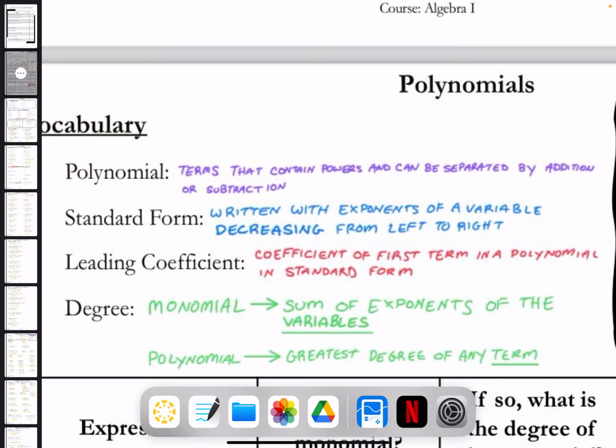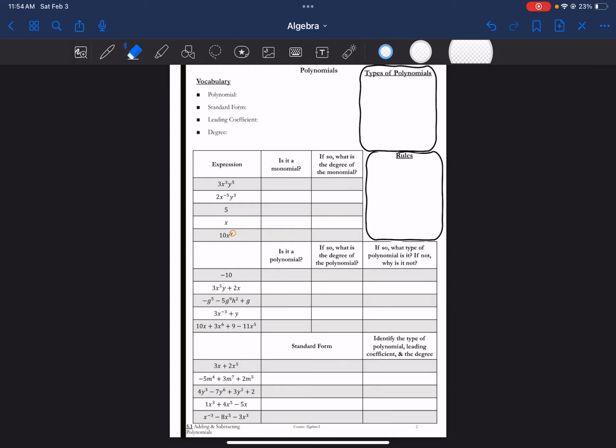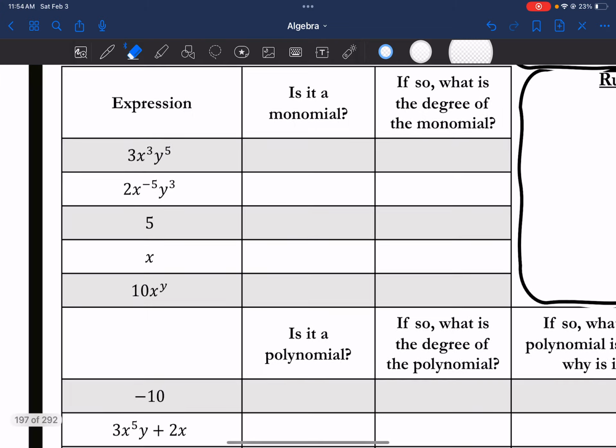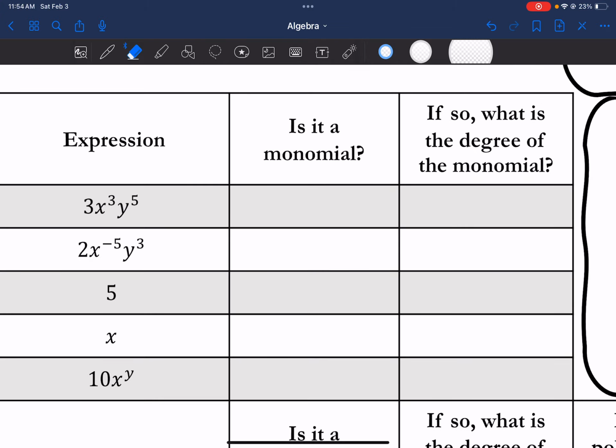So we're going to do a couple of examples on this page. And we're going to work to see, are they monomials? If so, what is the degree? The first one, is it a monomial? Yes, it follows all of our rules that we wrote down. This is one term. Now for the degree, remember the definition of degree is to add up the exponents of the term. In this case, it is 5, 3, and 5. So 3 plus 5 is 8, so our degree is 8.